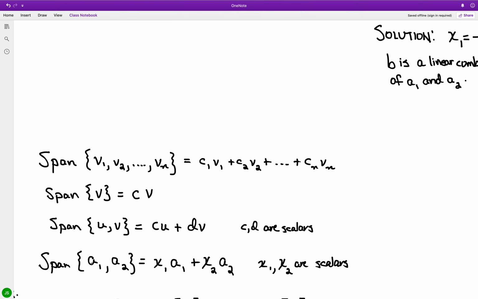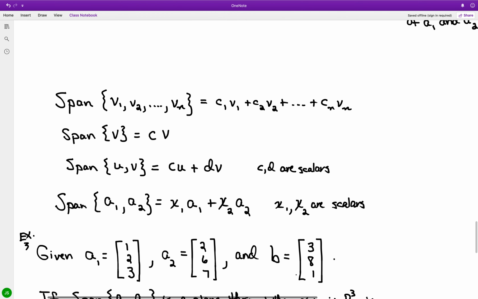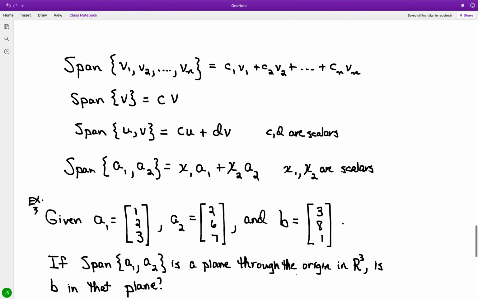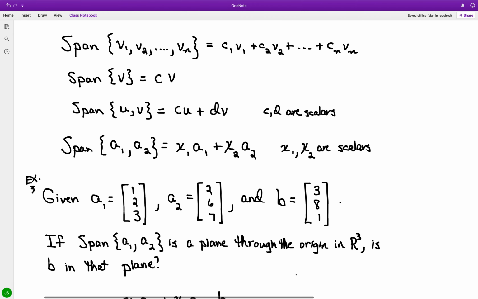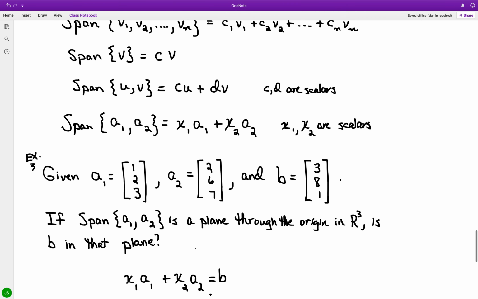And for the span of a1, a2, we can say with x1 and x2 as scalars, we have x1 a1 plus x2 times a2. And just to test this out once again, a little history repeating, but with a different set for a1, a2, and b. It's asking here if span of a1, a2 is a plane through the origin in R3, is b in that plane? In other words, can b be expressed as a linear combination of a1 and a2?